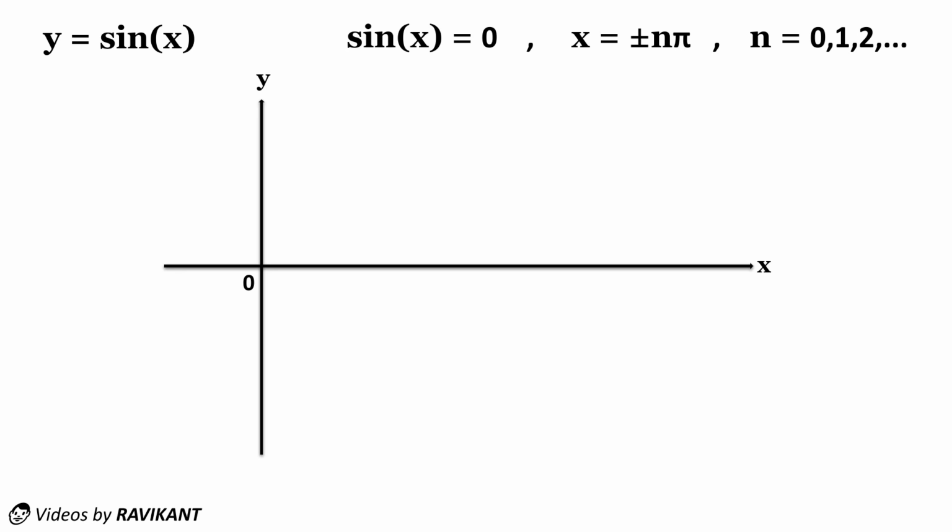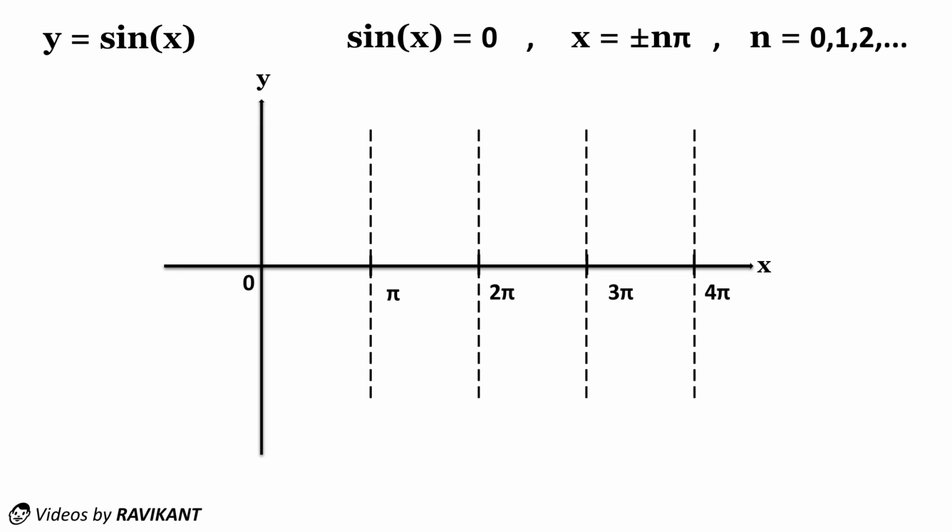Now denote some points on the x-axis as pi, 2 pi, 3 pi and 4 pi. You can denote some more points, there is no limit. Now draw the vertical dotted lines so that we can draw a perfect sine graph. Now we check where the sine function will be maximum and minimum.